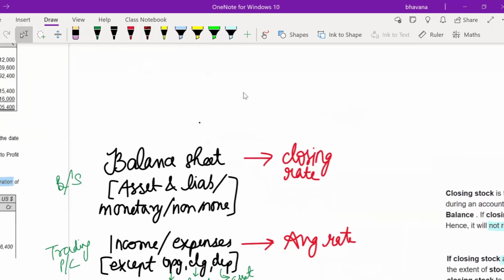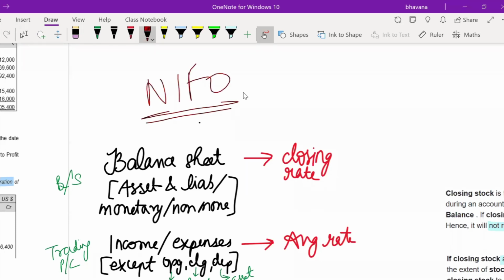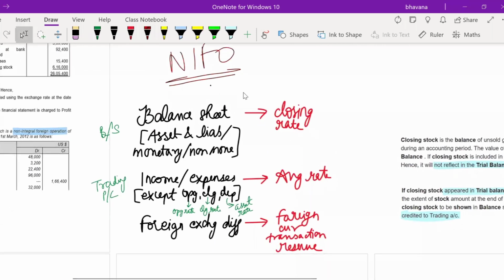So the next method that we are going to learn is what? Non-integral foreign operations. Here also it is the conversion, the same thing. Here also you have to learn at what rate you have to convert. Otherwise it is fully the same as integral foreign operations. The only difference is at what rate you are going to convert, which will be different here.